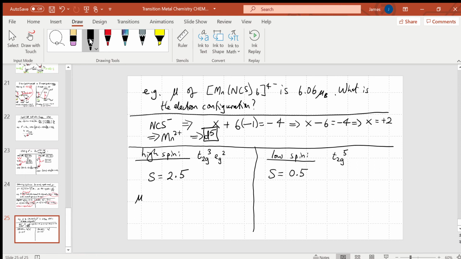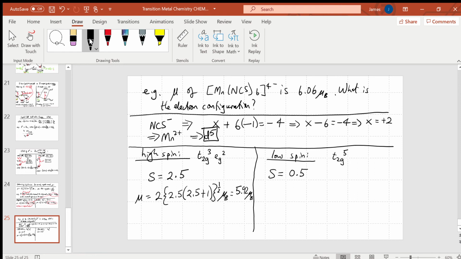Okay, spin-only magnetic moment is the number 2, and then the spin 2.5, the spin again 2.5 plus 1, all square rooted, multiples of Bohr magneton. And this works out to 5.92 Bohr magneton, which is looking pretty good. Measured 6, theoretically calculated 5.9, so that's a good contender.